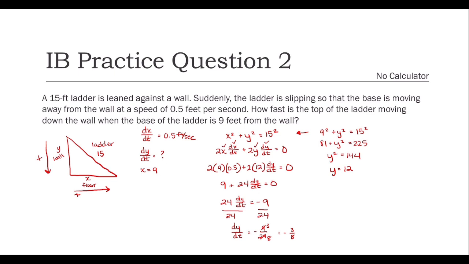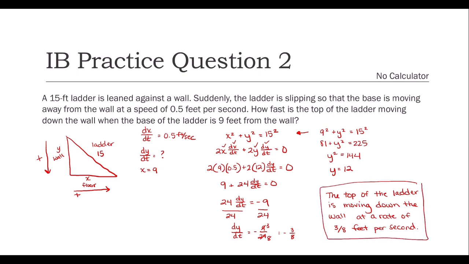We defined down as positive, so this is actually going to be positive 3 over 8 according to our diagram. So the top of the ladder is moving down the wall at a rate of 3 over 8 feet per second. And that's it for this question.